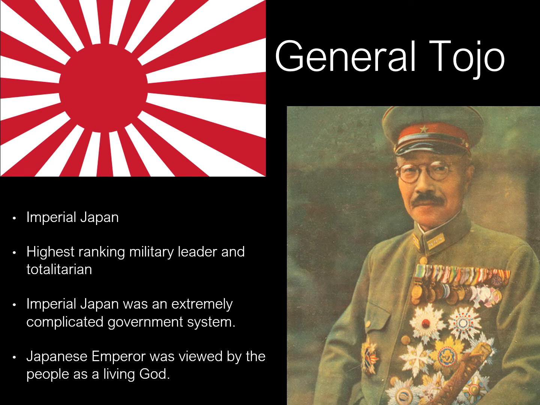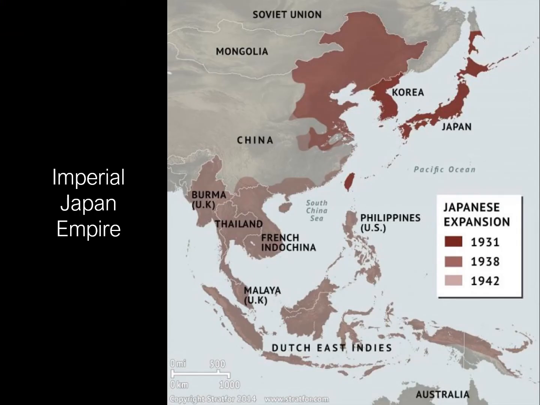So Imperial Japan was definitely a growing power in the Pacific and East Asia theater. And by 1942, they had reached the greatest height of their imperial power. Everything in red represents their territory for a time.